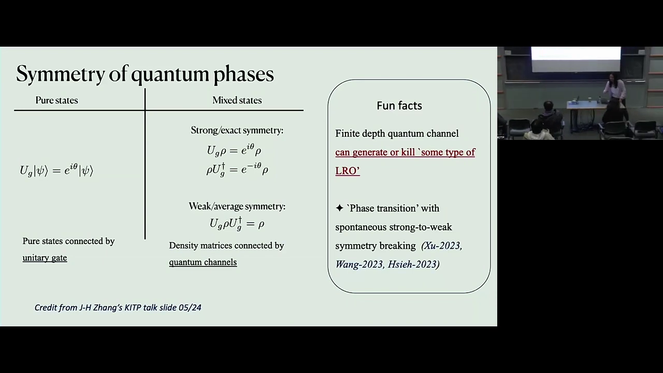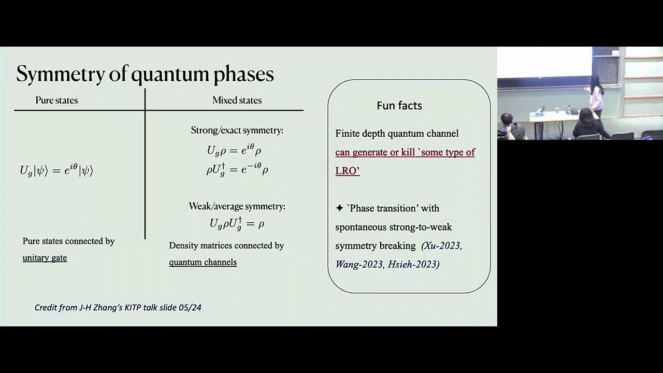I thought it can only generate long-range order, but not kill long-range order? Correct. It can generate, but not kill, because it's not the other side. I see.